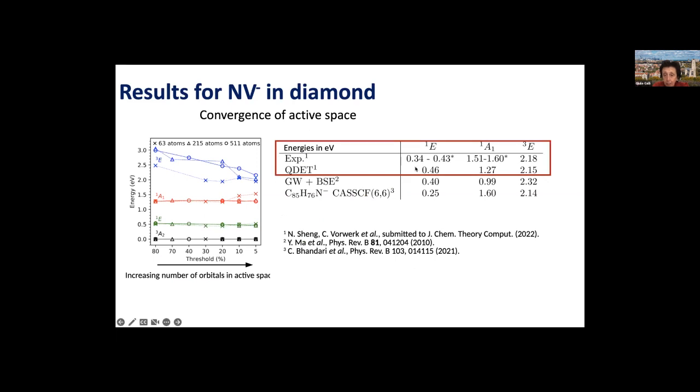This is experiment. These are our calculations, and of course it is better than GW and BSE because these are correlated states, and it is somehow comparable to some CASSCF quantum chemistry methods, which, however, were done on clusters. It's not perfect, but it is a real qualitative success, and also something that can tell you about the physics of the many-body states of the system. So is everything solved? No.